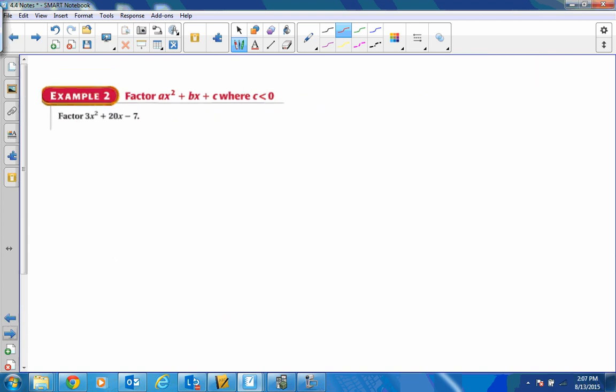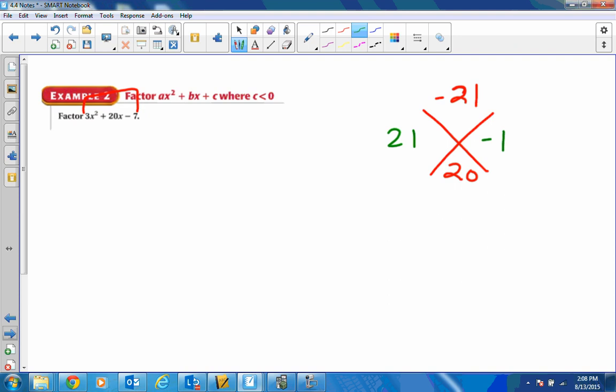Okay, same thing here. 3 times negative 7 is negative 21. And b is 20. So what factors of negative 21 add up to 20? Well, that would be 21 and negative 1. 21 times negative 1 is negative 21. 21 minus 1 is 20.